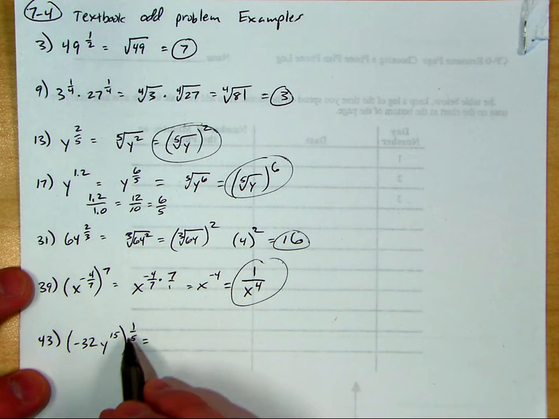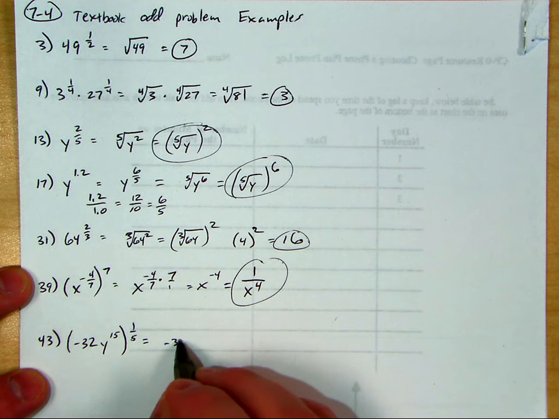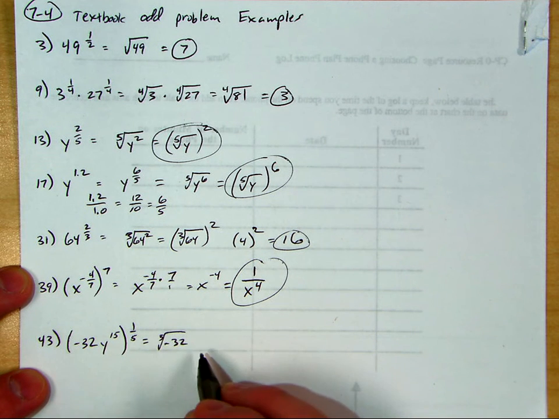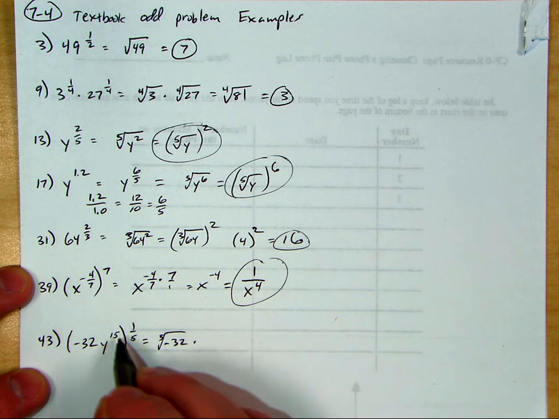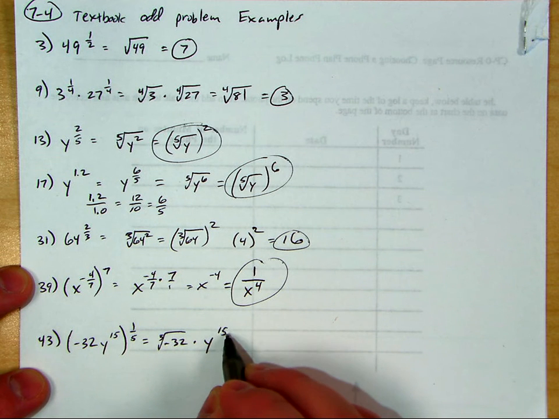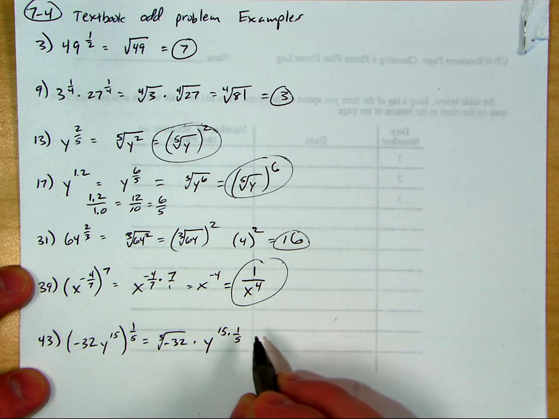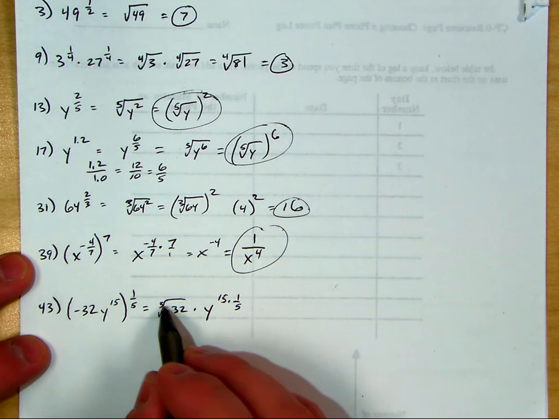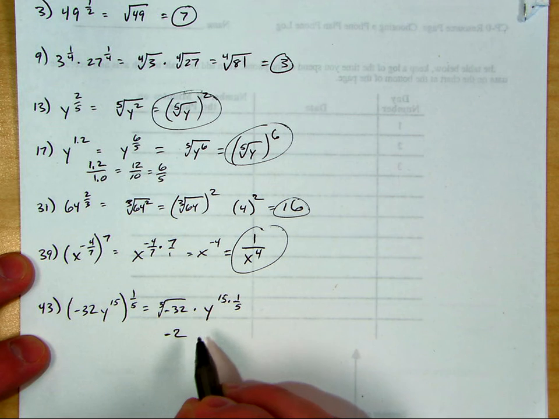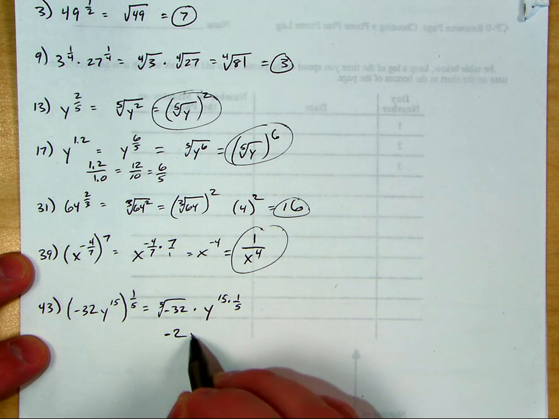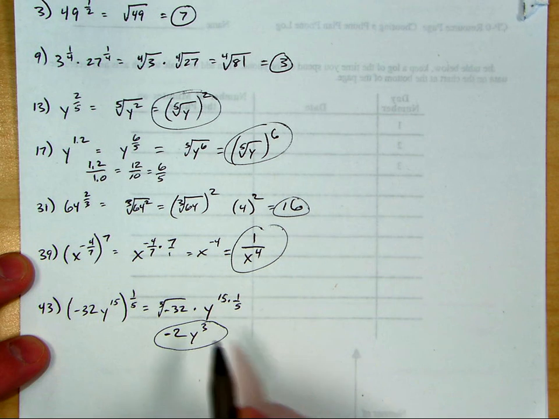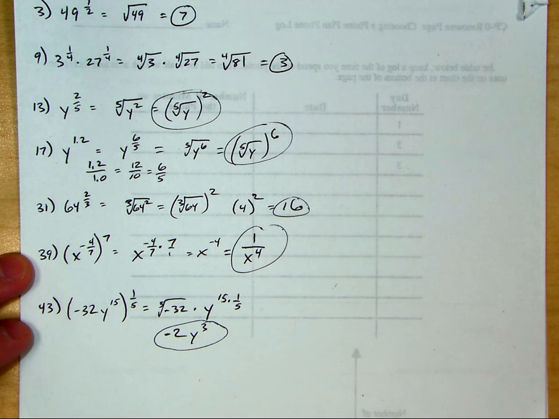Okay, let's put all this stuff together. Take negative 32 to the 1/5 power. So negative 32, the index is the denominator. And then we have to do y to the 15th times 1/5. Let's see what this gets us. So the 5th root of negative 32, I can plug that into the calculator. That's just negative 2. 15 times 1/5 is y cubed. Boom, it's done. As long as you know the rules, most of the stuff is just simple practice.